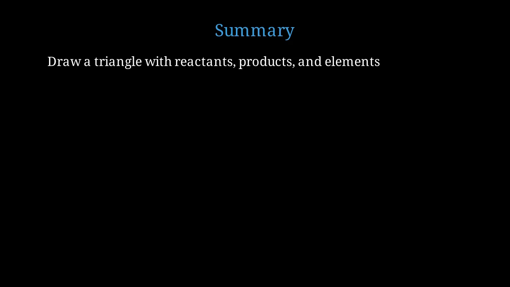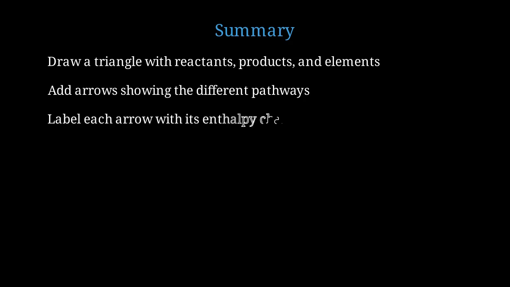Let's summarize how to draw and use Hess cycles. Start by drawing a triangle with reactants at top left, products at top right, and elements at the bottom. Add arrows showing the direct route and the alternative route through elements. Label each arrow with the appropriate enthalpy change, using formation or reaction enthalpies.